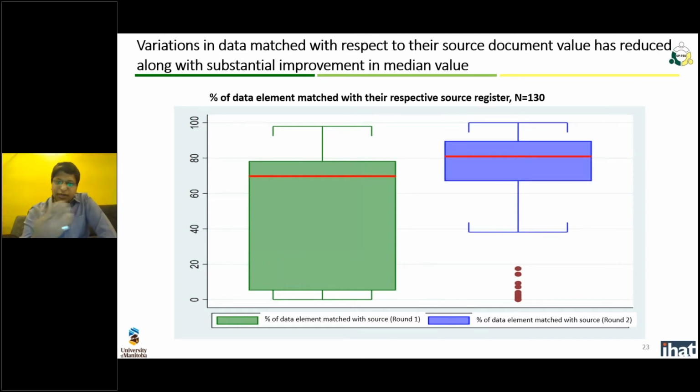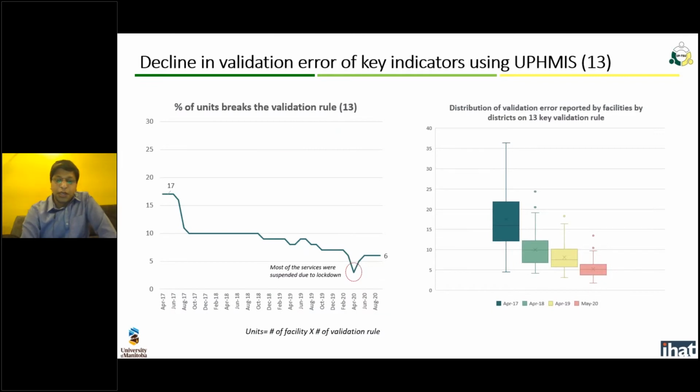This is also reflected in this graph, where we are seeing that more and more facilities or data elements being reported into HMIS as well as on UPHMIS have been consistent, and the variation has been reducing over a period of time.